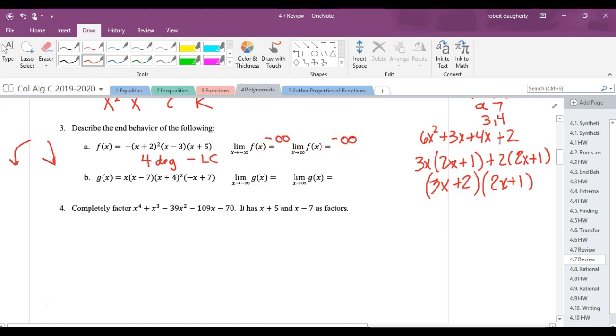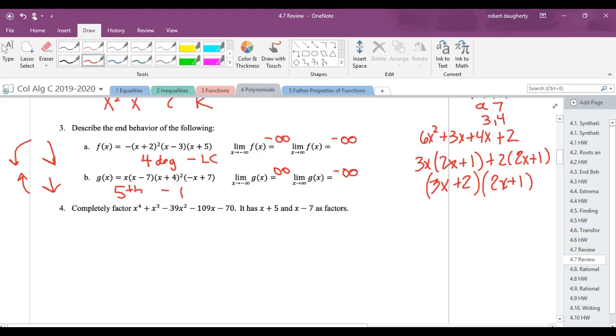The next polynomial is a 1, 2, 3, 4, 5th degree, and the leading coefficient is negative 1. So this is going to be like a negative x cubed. It's going to go up and down. So the answer to this first question is infinity. Next question, negative infinity.